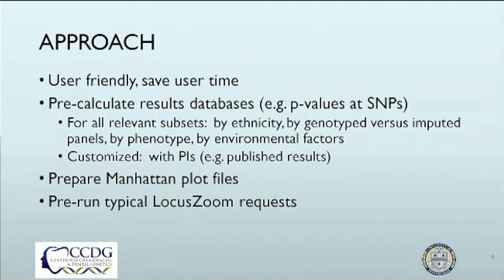And then as more results are published, those options will be added to the project page for those projects. As part of pre-calculating the results databases, we also pre-calculated the Manhattan plot files for all of the relevant subsets, again, to save time. Then we also have customized scans of the results databases, primarily using LocusZoom, and those were left to calculate on the fly. However, it can take a long time to run a LocusZoom, so we also pre-ran typical requests, and I'll tell you what I mean by that as we get there.